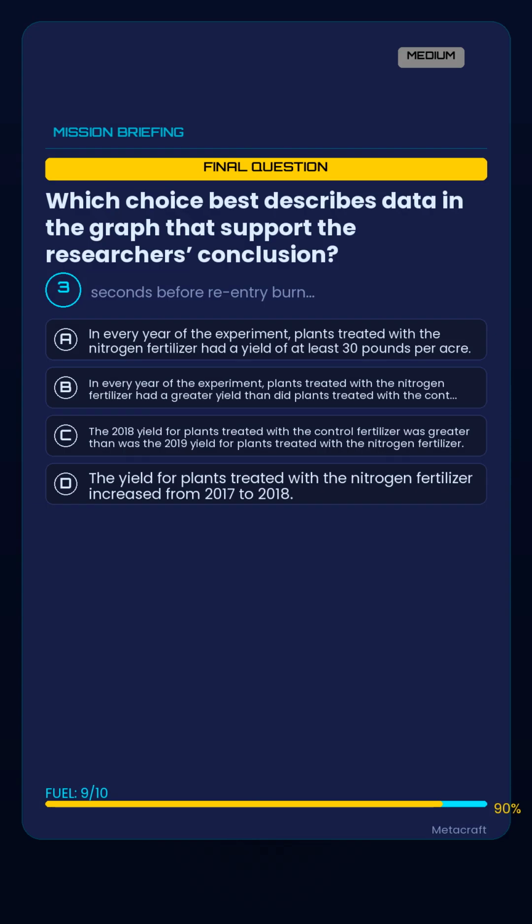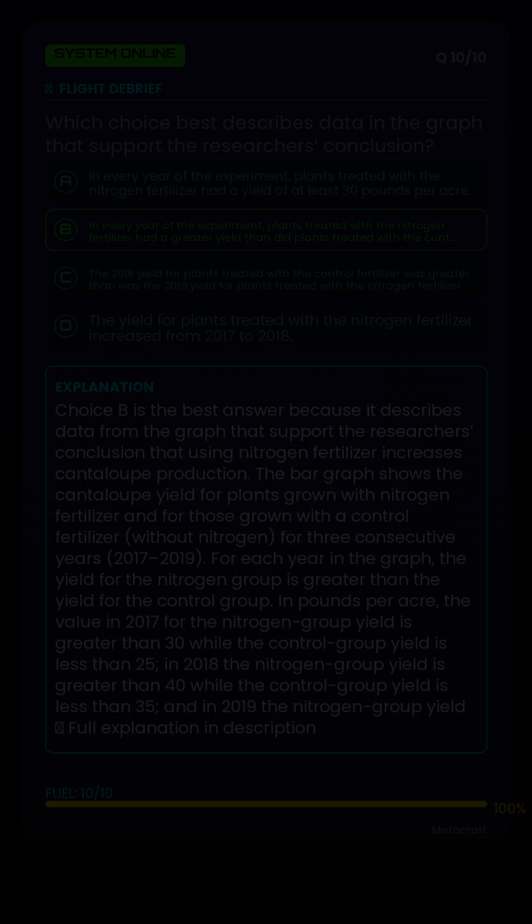Which choice best describes data in the graph that support the researcher's conclusion? Option A. In every year of the experiment, plants treated with the nitrogen fertilizer had a yield of at least 30 pounds per acre. Option B. In every year of the experiment, plants treated with the nitrogen fertilizer had a greater yield than did plants treated with the control fertilizer. Option C. The 2018 yield for plants treated with the control fertilizer was greater than was the 2019 yield for plants treated with the nitrogen fertilizer. Option D. The yield for plants treated with the nitrogen fertilizer increased from 2017 to 2018. The correct answer is B.